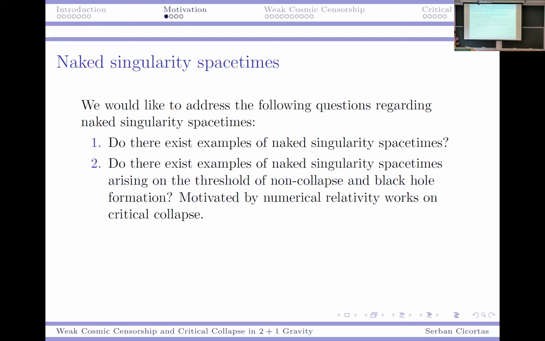And then the second question that you'd like to ask is strictly harder, and you ask if there exist examples of naked singularities which moreover arise on the threshold of non-collapse and black hole formation.